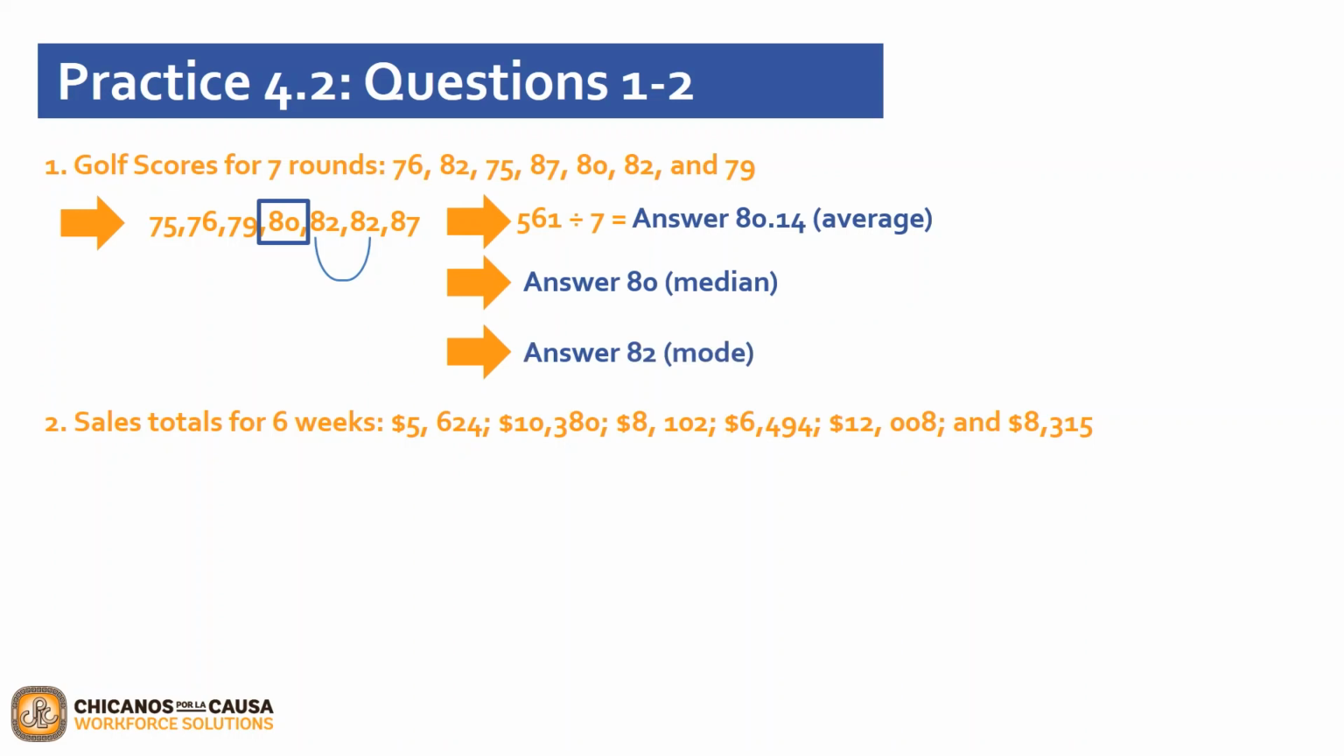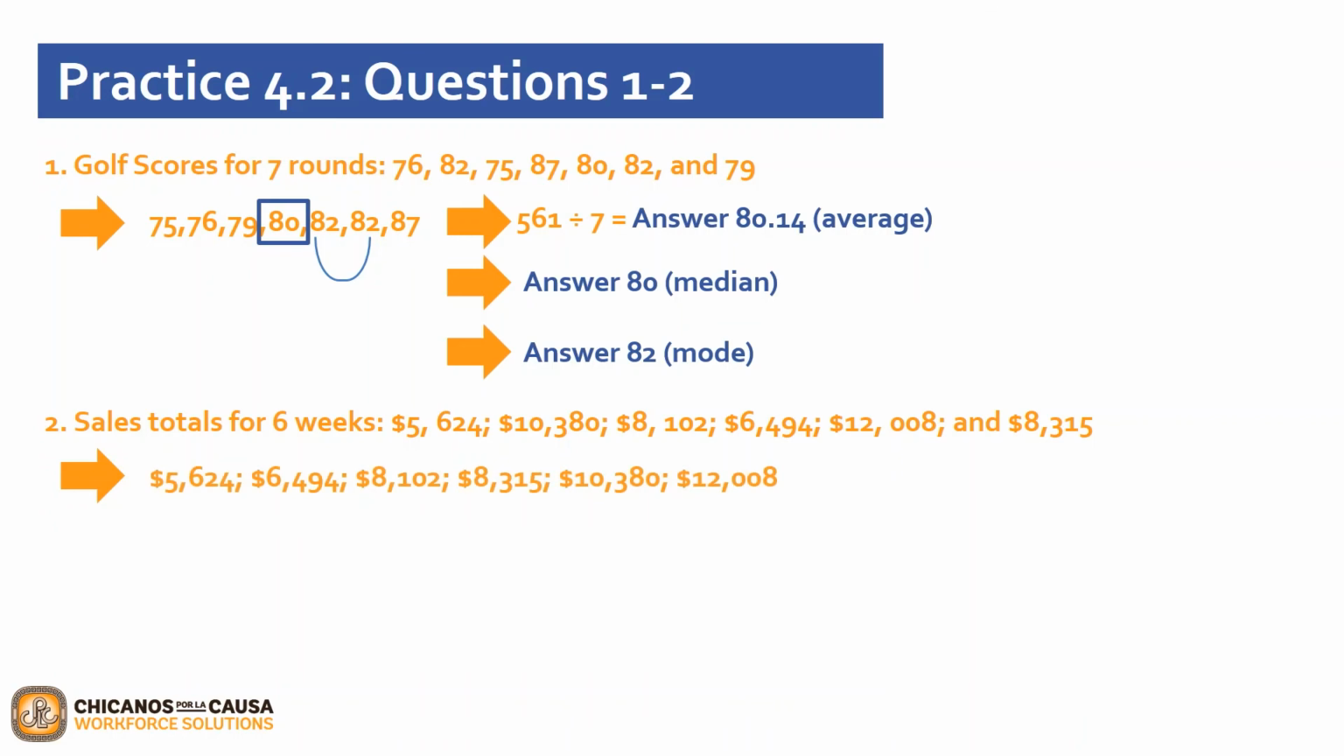Let's do the same for question 2. Sales totals for 6 weeks are 5,624, 10,380, 8,102, 6,484, 12,008, and 8,315. Let's rearrange our data from smallest to largest, as we're going to have to do that later anyways.